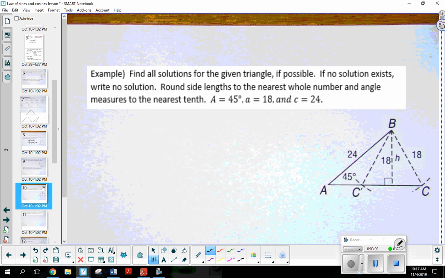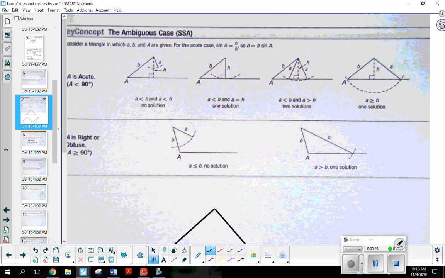All right. So here is our first example for today. It says find all solutions for the given triangle if possible. If no solution exists, write no solution. Round the side lengths to the nearest whole number and angle measures to the nearest 10. So here are my measurements. Angle A is 45 degrees, side a is 18, and side c is 24. So you'll notice on this one, they're already switching up the variables. I want to emphasize the variables themselves don't matter, especially if you're using this table here, because you'll notice it always compares A to B. So in this instance, if you want to use the table, we'll just replace every B with C, just to fit our information. So that does not matter.